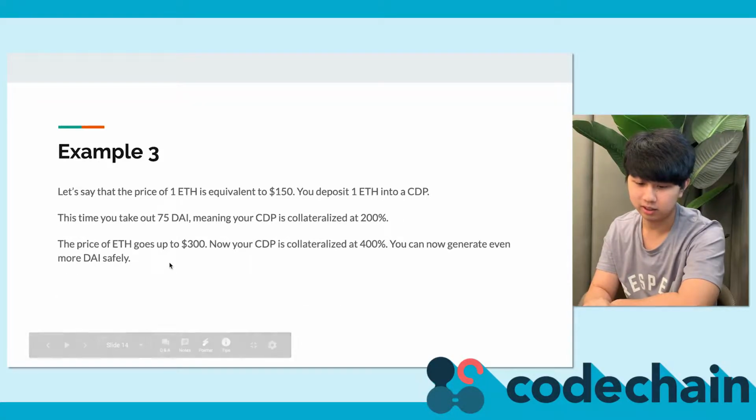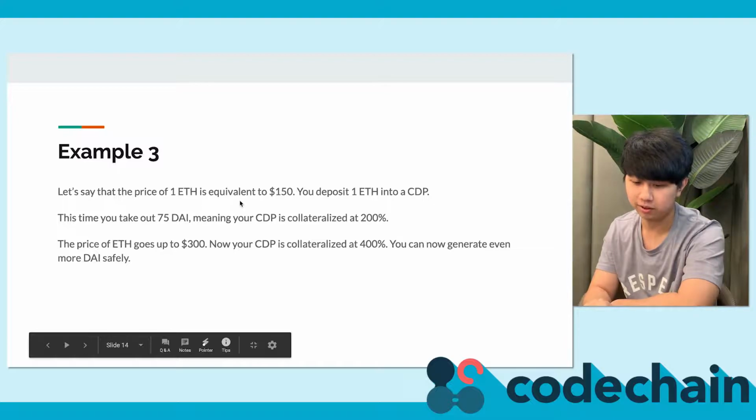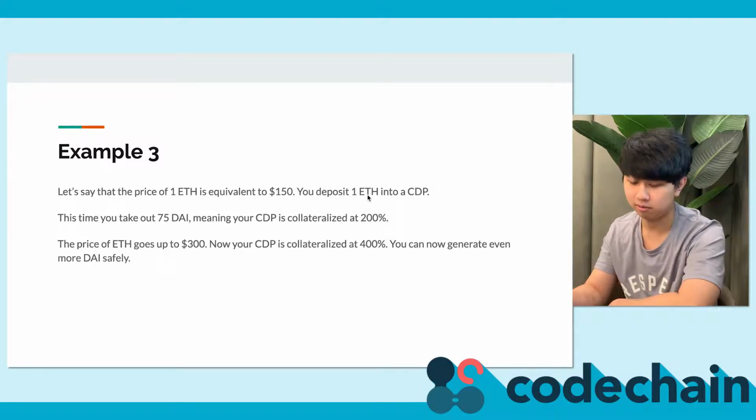Example 3, same setup: 1 Ether at $150, and you deposit 1 Ether into the CDP. This time, let's say you take out 75 DAI, and it's collateralized at 200%. If the price of Ether goes up to $300, now you're collateralized at 400%, and basically you can now safely generate more DAI if Ether's price goes up.